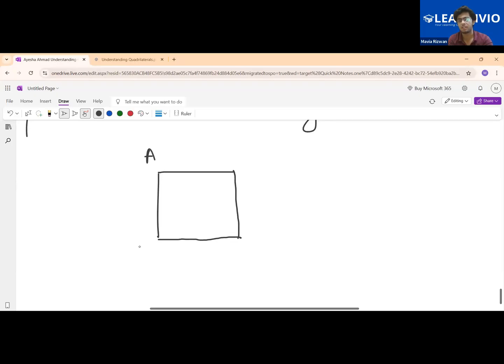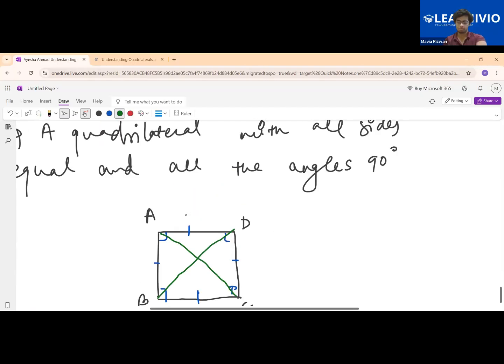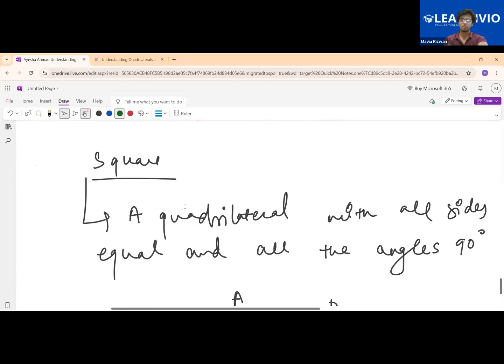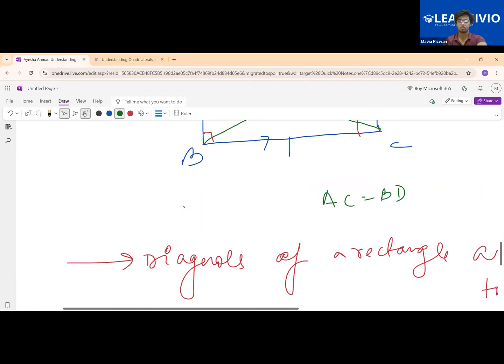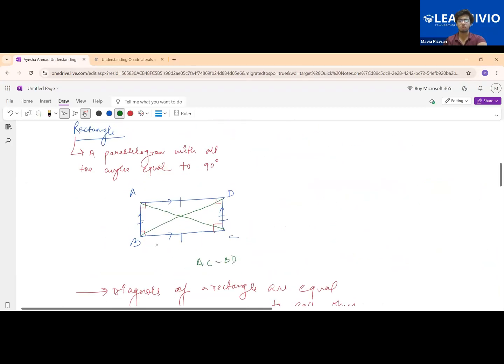This is a square A, B, C, D. Now we know that angles are 90 degree, all the sides are equal to each other. Angles are 90 degree. Diagonals are equal. Diagonals are perpendicular bisectors. Diagonals are like everything. Is this clear now, Aisha? Yes, sir. Please note rectangle and square, and then we'll do some questions.